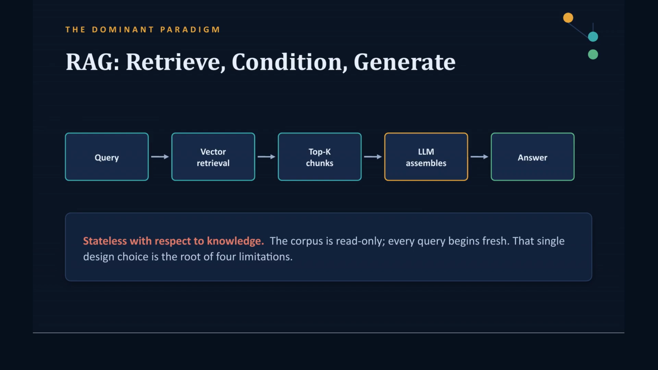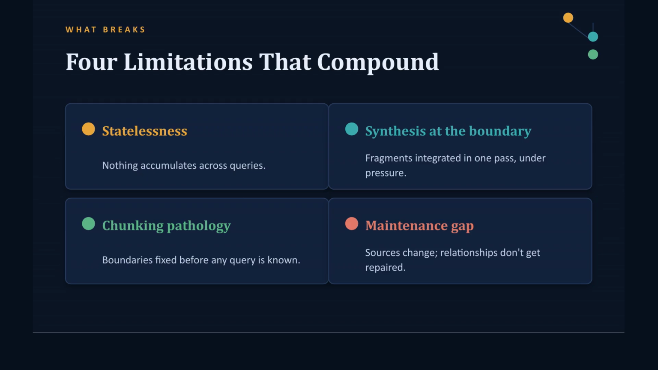That paradigm is retrieval augmented generation, RAG. The recipe is simple: take a query, retrieve relevant passages from a document index, condition the model on those passages, and generate an answer. RAG earned its dominance honestly. You can update knowledge by updating the documents, you get a degree of source attribution, and it handles specific, long-tail questions well. But notice one design choice: RAG is stateless with respect to knowledge. The corpus is read-only, and every query starts fresh. That single choice is the root of 4 limitations. 4 limitations, and they compound.